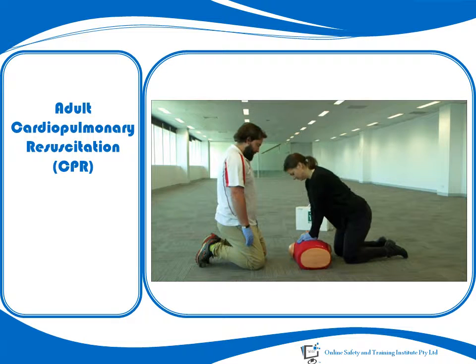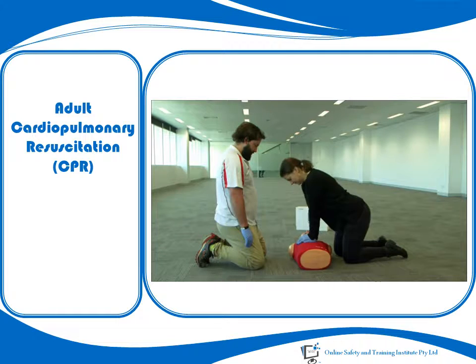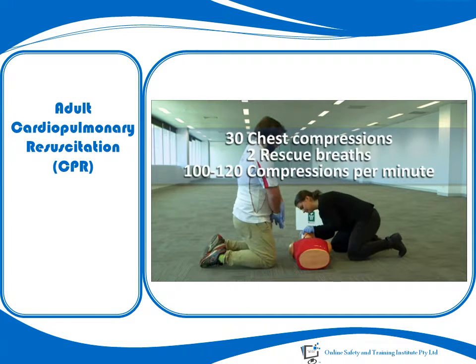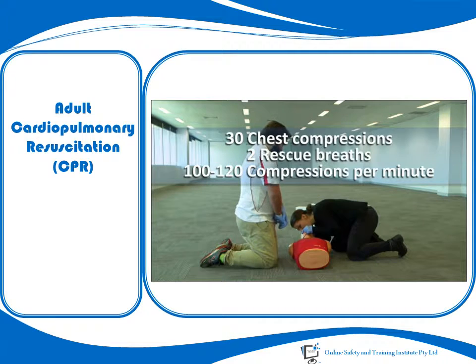If you're in a situation where 2 people are able and capable of performing CPR, exactly the same principles apply as when performing CPR with 1 rescuer: 30 compressions, followed by 2 rescue breaths at a rate of 100 to 120 compressions per minute.